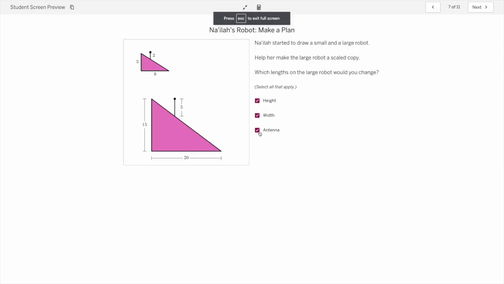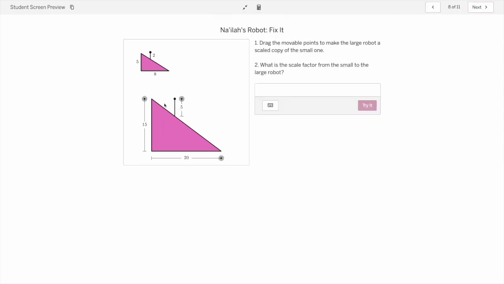Another thing we could do is change all of these values to the scale factor of our choice. Let's say we want a scale factor of 2. Well, 5 times 2 is 10. 2 times 2 is 4. And 8 times 2 is 16. We now have a scale copy of a robot that has a scale factor of 2.